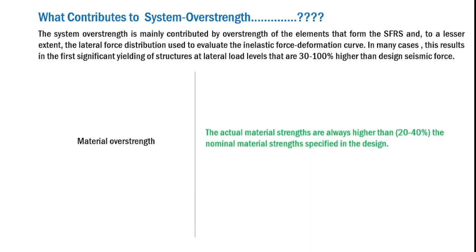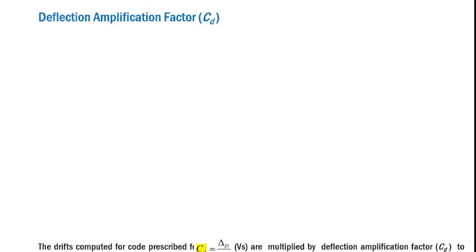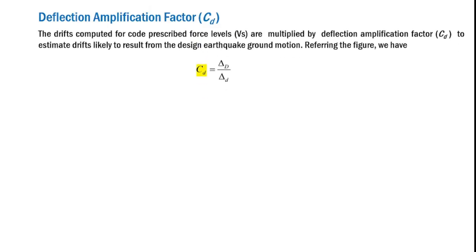So what does this mean? This means that if we want to compute the inelastic drift of the structure under the design ground motion, that is 2/3 of MCER, what we need to do is straightaway compute the drift of the structure at the code specified level, that is Vs, and multiply this deformation delta small d by the deflection amplification factor CD in order to compute the inelastic drift that is actually experienced by the structure in the event of the seismic ground motion that is 2/3 of MCER.